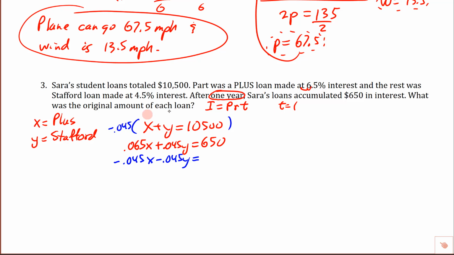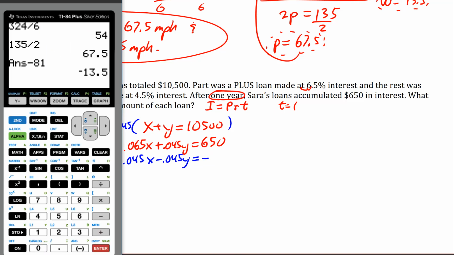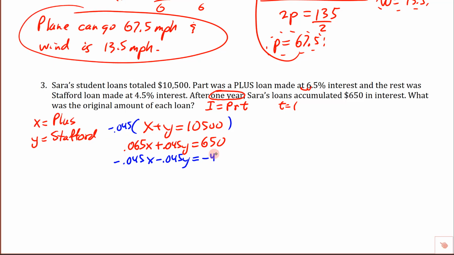Now we're going to do negative 0.045 times 10,500. So we are going to get a negative, and now I'm going to pull up the calculator and take a look here. So this is going to be negative 0.045 times 10,500. So let's see what we get here. $472.50. Now we'll go ahead and combine the two of these.